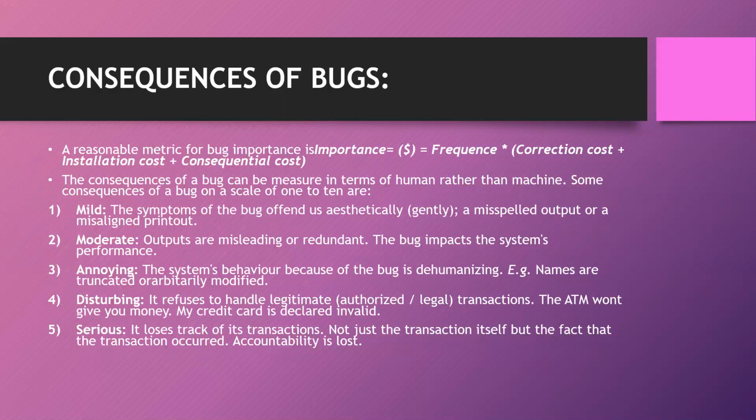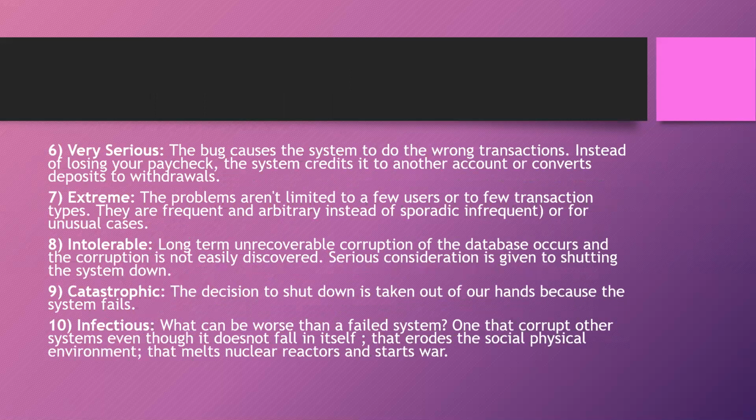The next is serious bugs. The system loses track of its transactions, not just the transaction itself, but the fact that the transaction occurred. Accountability is lost, that is, money can be lost with this kind of bug. The next is very serious bugs. The bug causes the system to do the wrong transactions. Instead of losing your paycheck, the system credits it to another account or converts deposits to withdrawals.